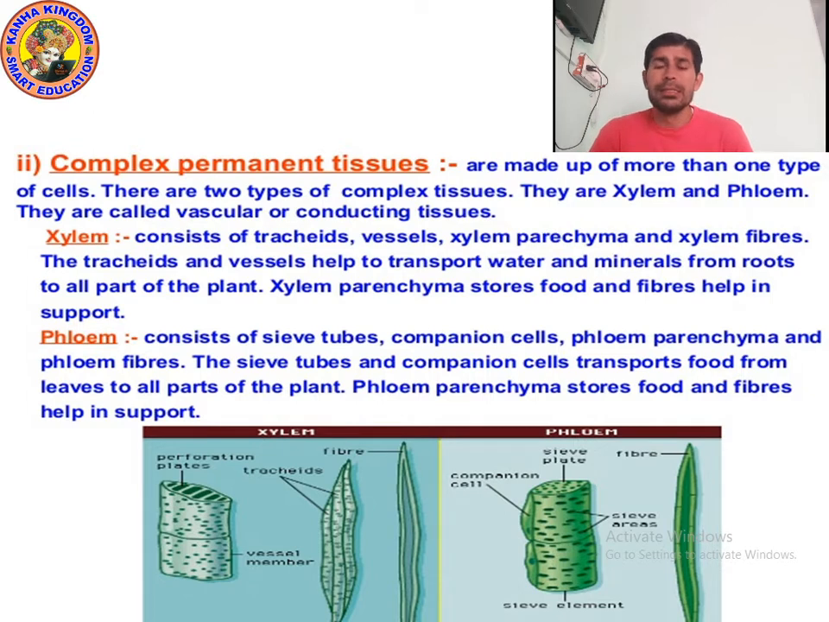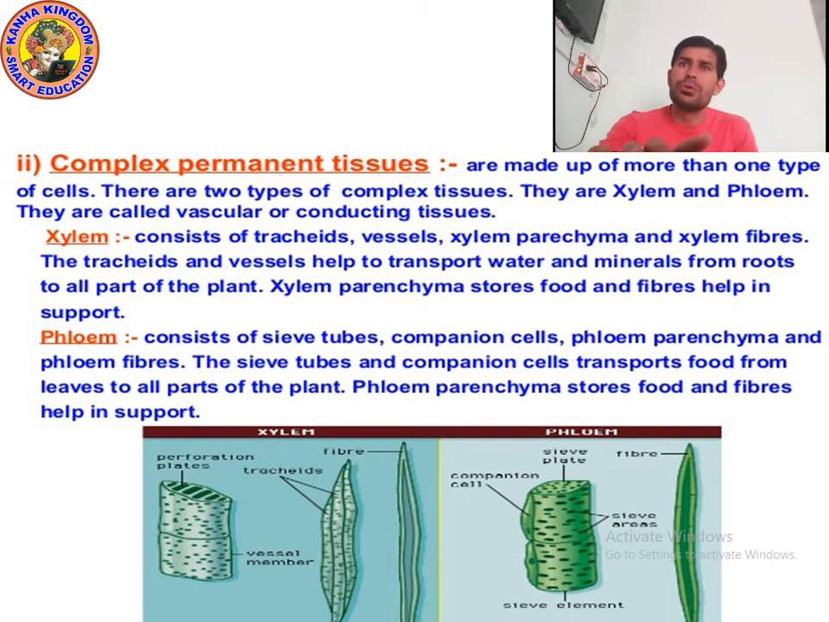So what is xylem? Xylem consists of tracheae, meaning vessels, xylem parenchyma and xylem fiber. The tracheae or vessels help to transport water and minerals from root to all parts of the plant. Xylem parenchyma stores food and fibers help in support. And phloem consists of sieve tube, companion cell, phloem parenchyma, and phloem fiber. The sieve tubes and companion cells transport food from leaves to all parts of the plant. Phloem parenchyma stores food and fibers help in support.